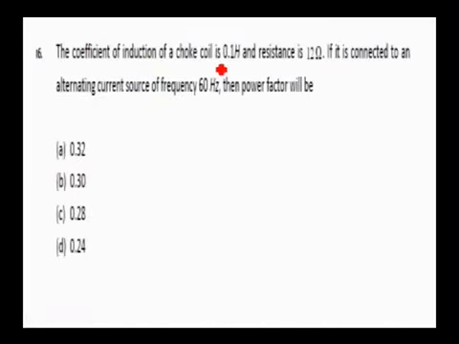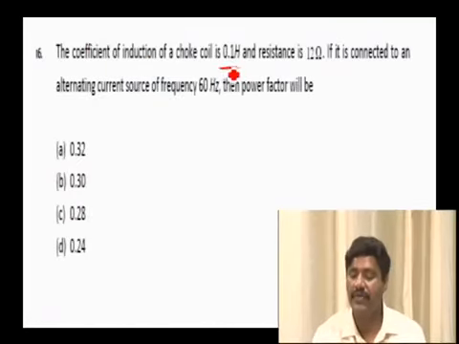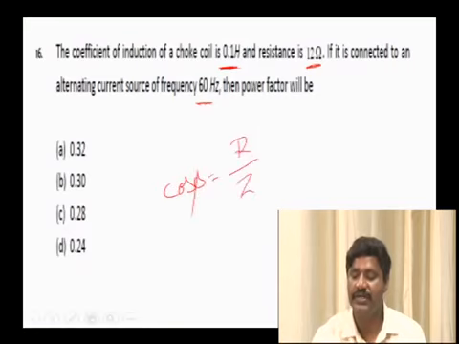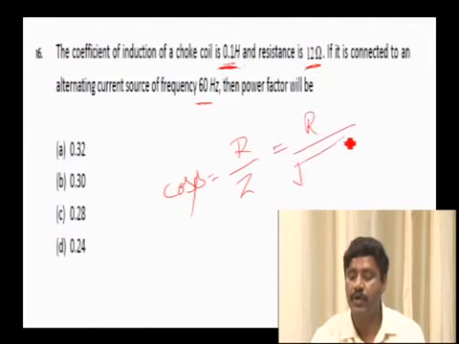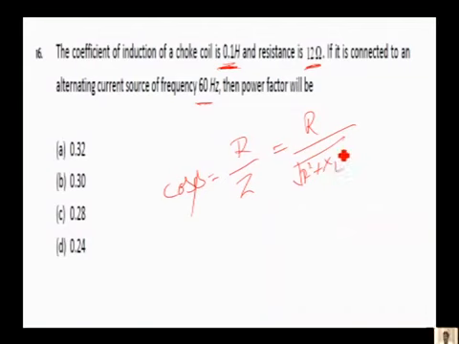Now, the coefficient of induction of a choke coil is 0.1 Henry, that is L. The resistance is 12. If it is connected to an AC source of 60 Hertz, what is the power factor? As I gave the expression, power factor is always R divided by Z. But we have a choke and a resistance here, so it should be R divided by root of R square plus XL square. But what is XL? It is 2 pi FL, where F is 60 Hertz. So, 2 pi into 60 into 0.1, you get 6 into 2 pi, around 12 pi as XL.